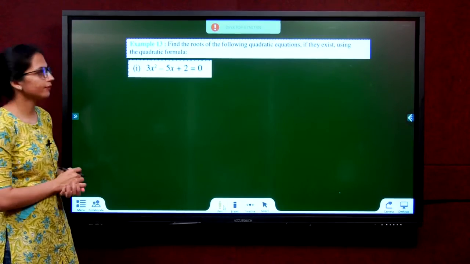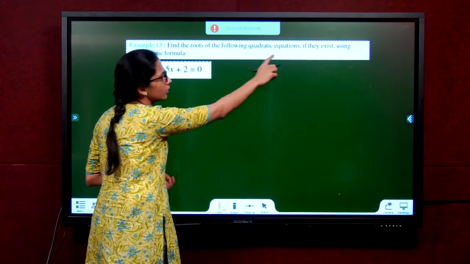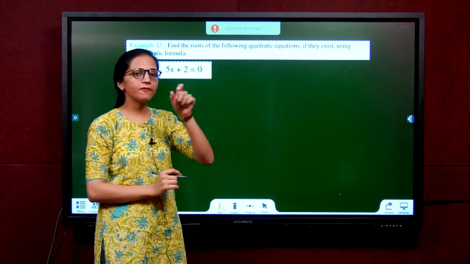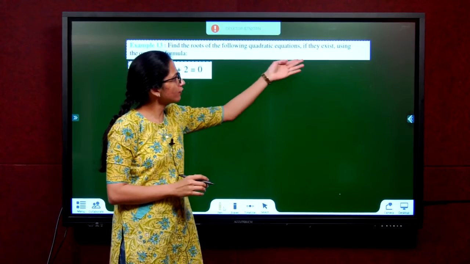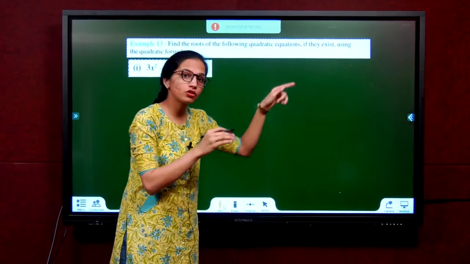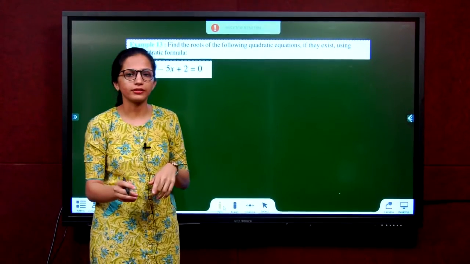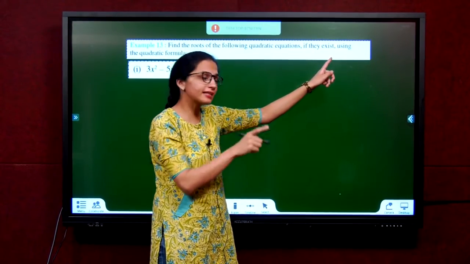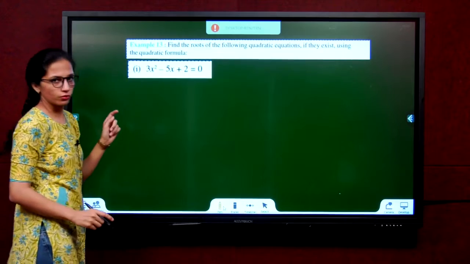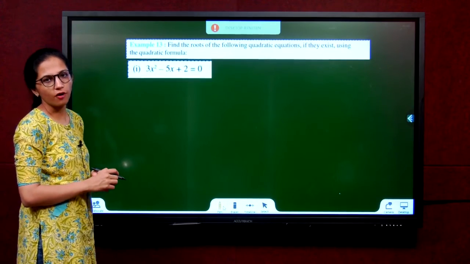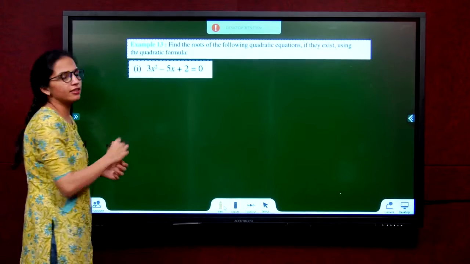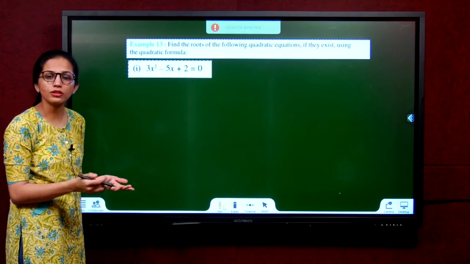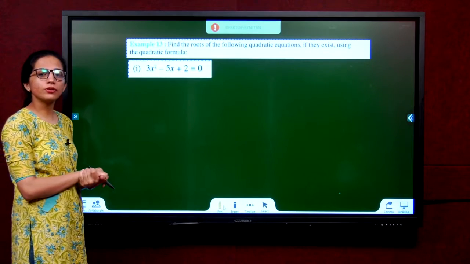Starting with example 13, find the roots of the following quadratic equation if they exist. Whenever "if" is given in mathematics, they are telling you only if it is true, then do further. So if the roots exist, go ahead and find the roots using the quadratic formula. The equation given here is 3x² − 5x + 2. First we will check if the roots exist. How do we know whether the roots exist?